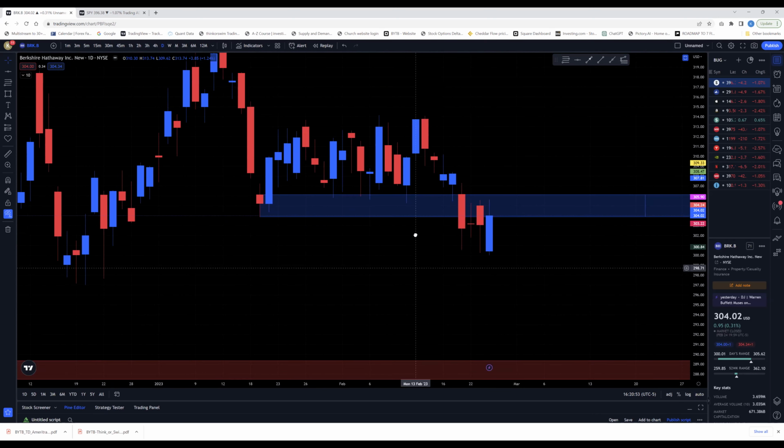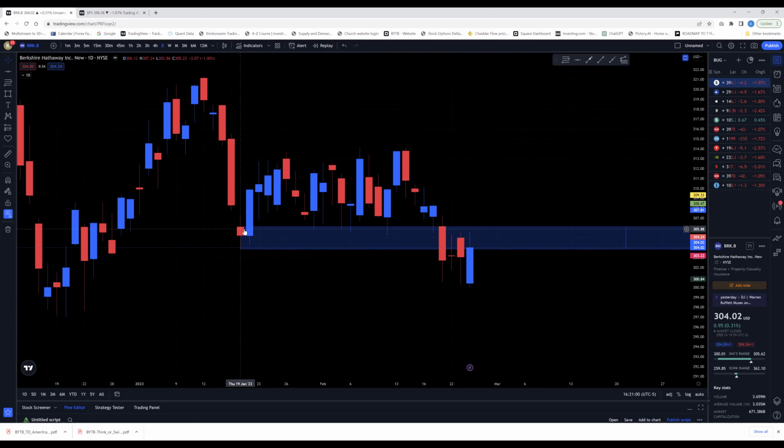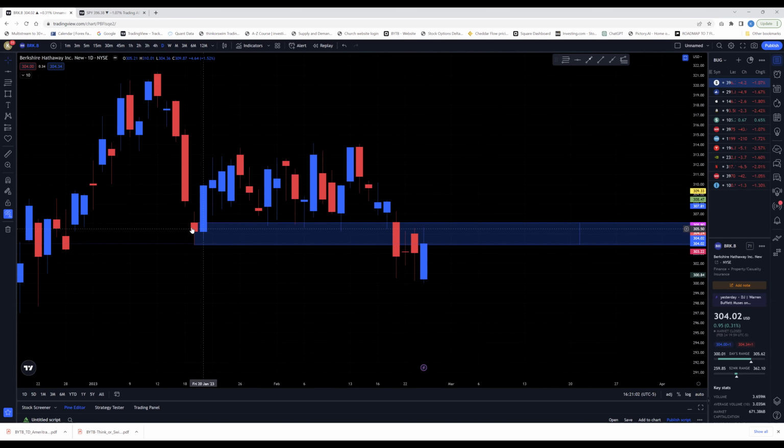This could also be an area that you have to worry about as this continues to come down. But let's go back here. Based on the first demand zone that we drew, it came back, this candle here bounced up, this candle here bounced up, bounced up, bounced up. And then it gapped down here.